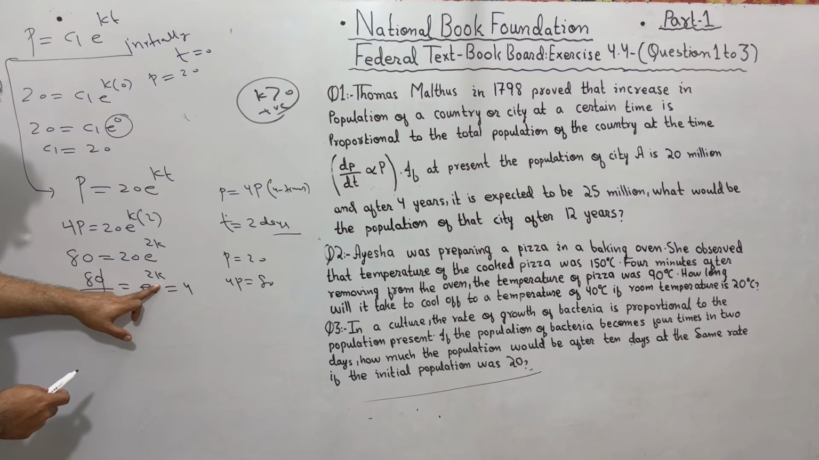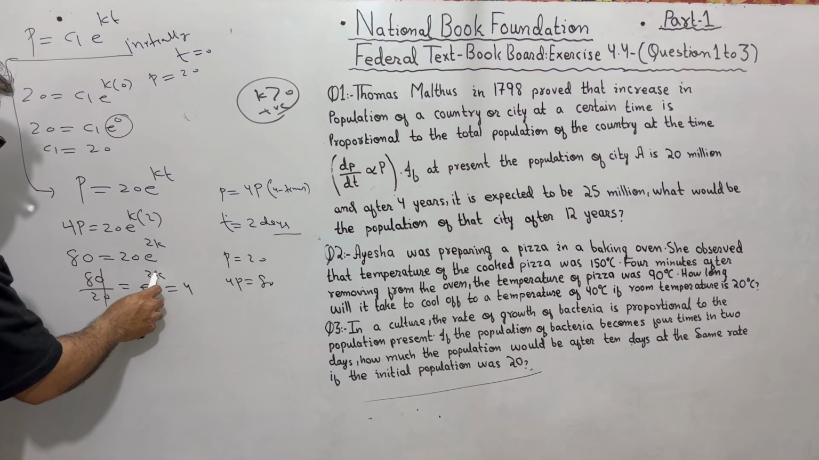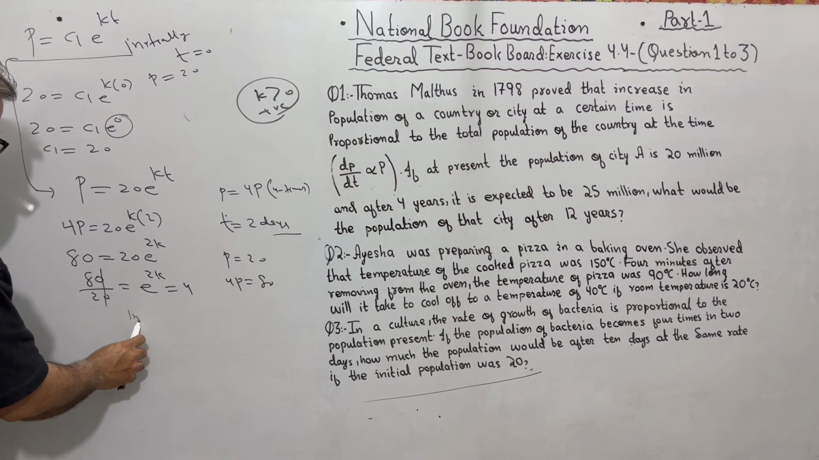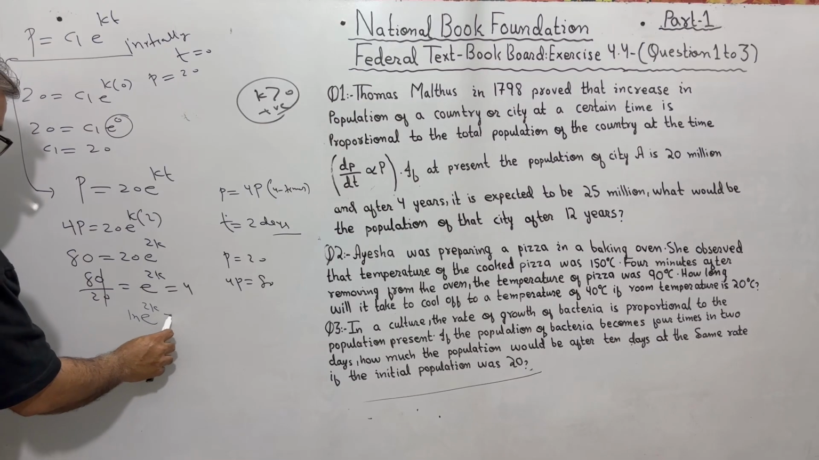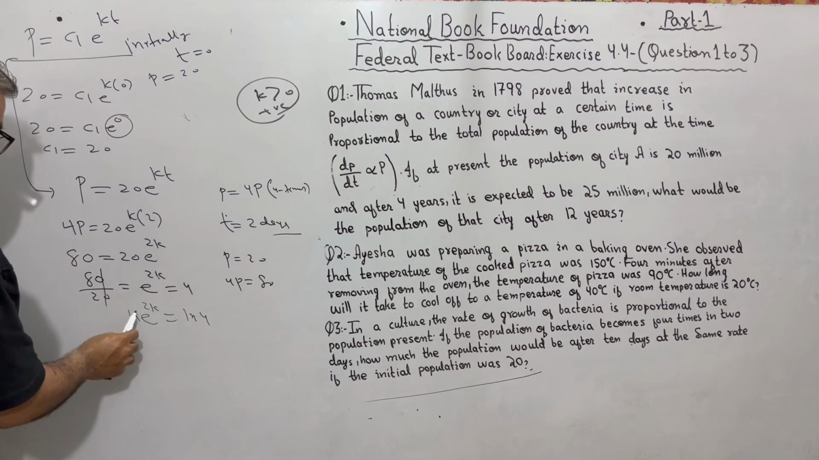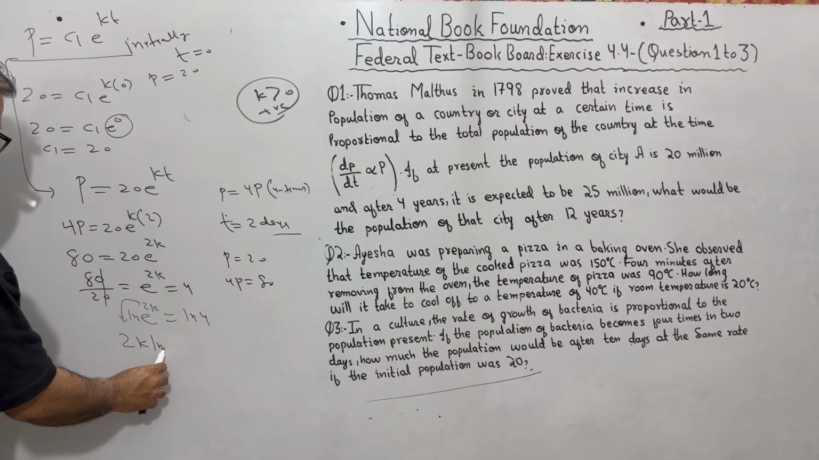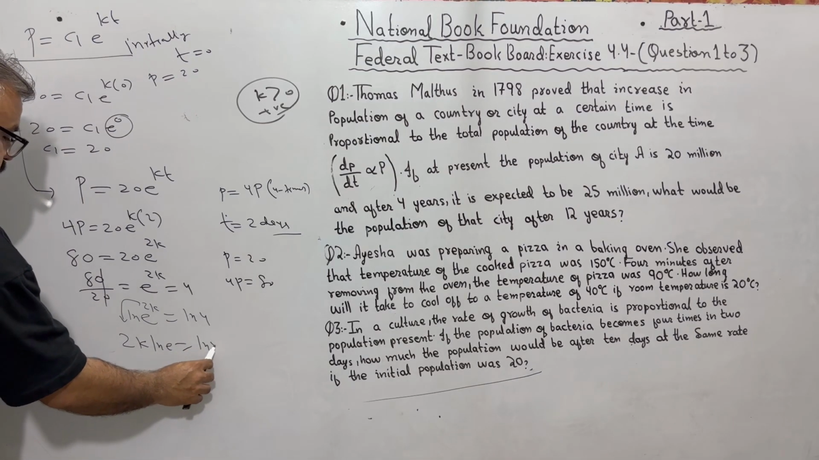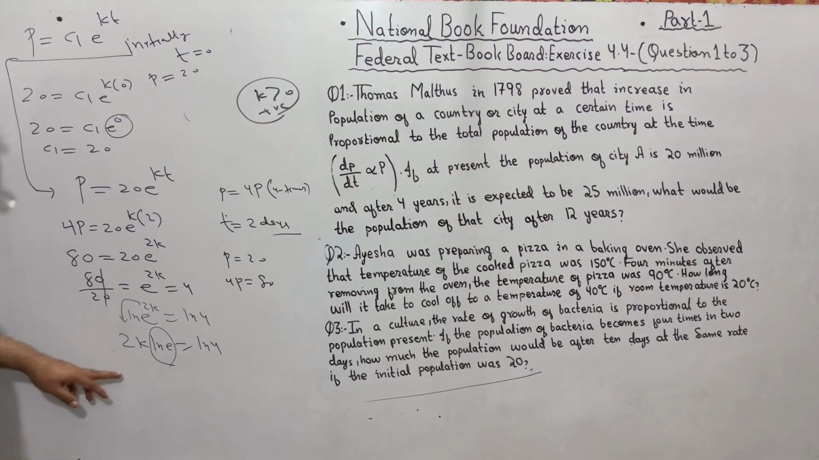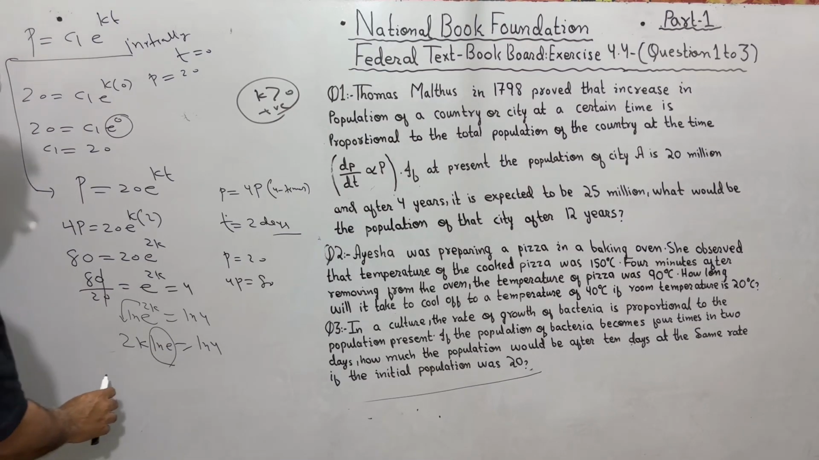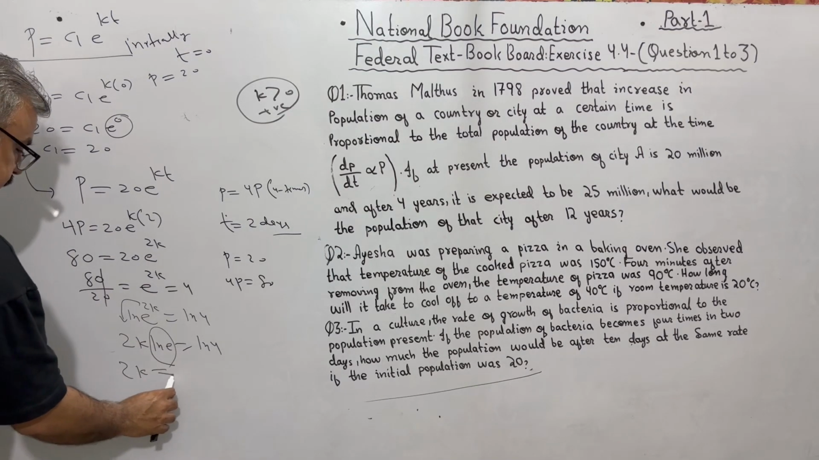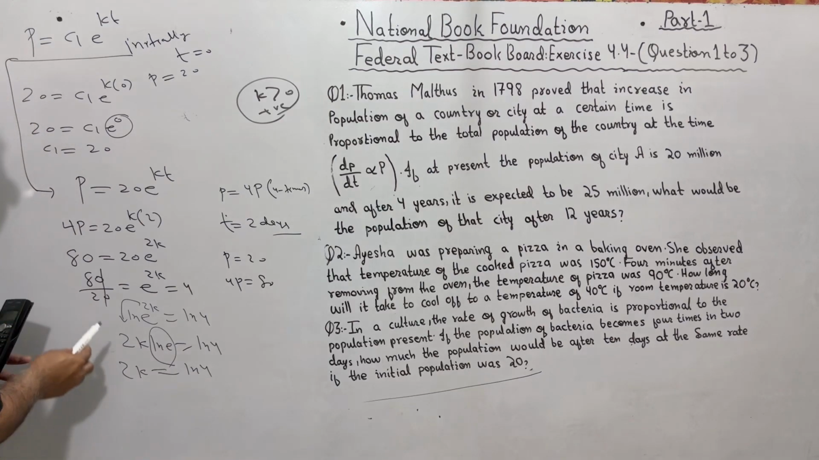To get this k out of the exponent, remove this e by taking ln as a base. ln of e raised to 2k is equal to ln 4. Now power will become coefficient: 2k times ln e is equal to ln 4. We are familiar, ln e is equal to 1. So 2k is equal to ln 4.